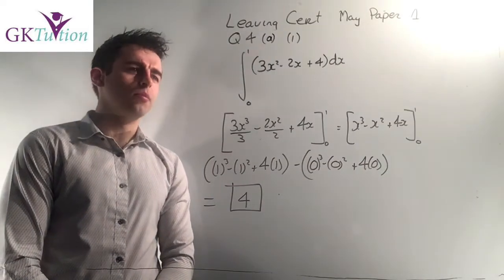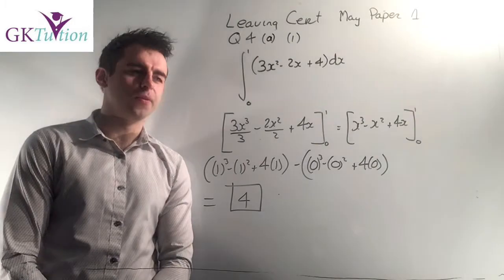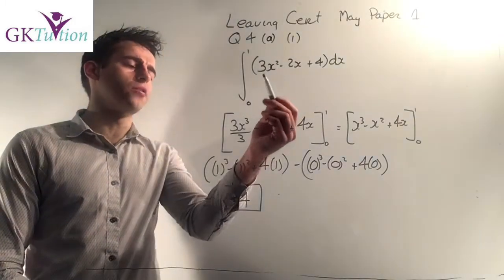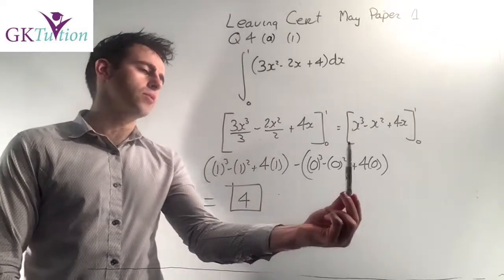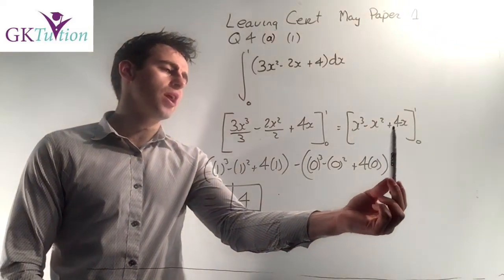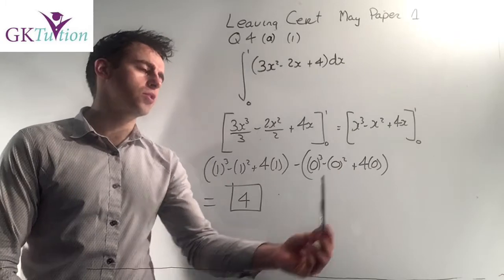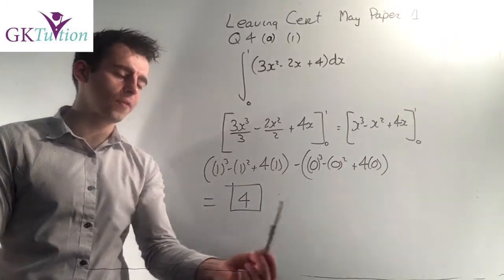Okay, so in general, most people did well in the first part of question 4. There's 5 marks going for integrating this and applying the limits 1 to 0. If you integrate it, it works out fully as x cubed minus x squared plus 4x. You just sub in your limits from 1 to 0 and your final answer is 4.